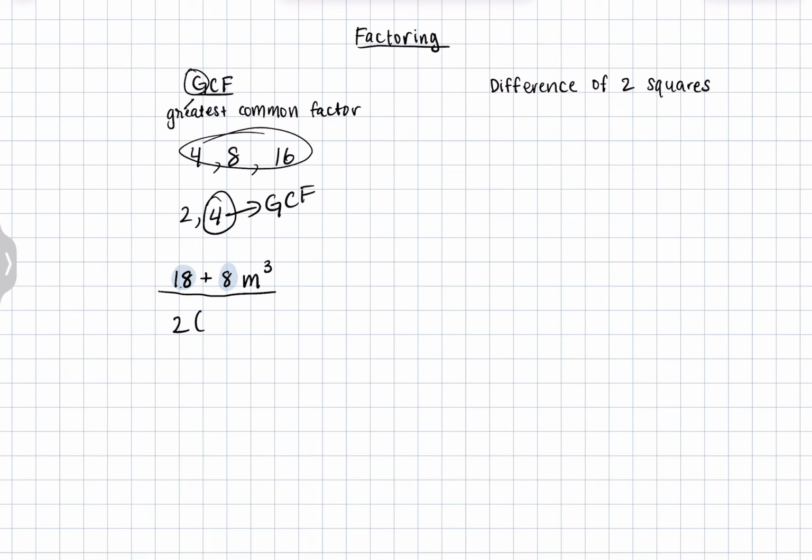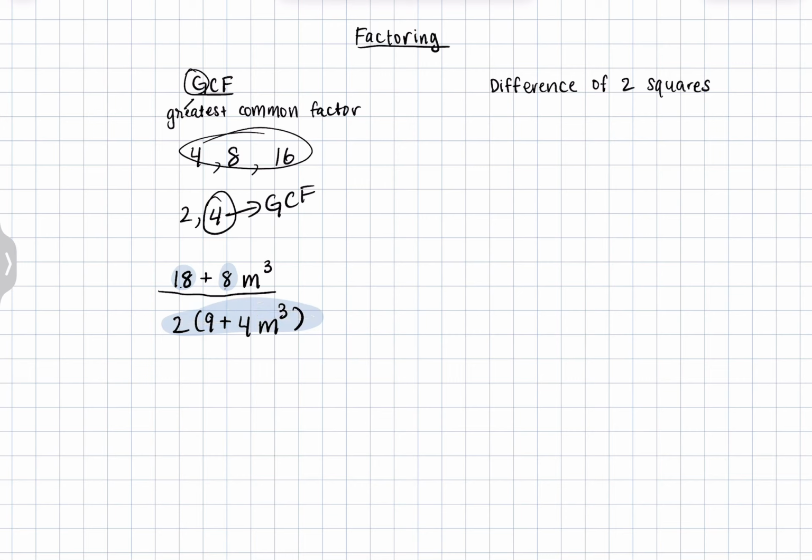Then you draw a line and say, what is 18 divided by 2? That's 9. Bring the plus down. 8 divided by 2 is 4. And then there's nothing to divide for m, so m cubed stays. So that is your answer for the first problem.